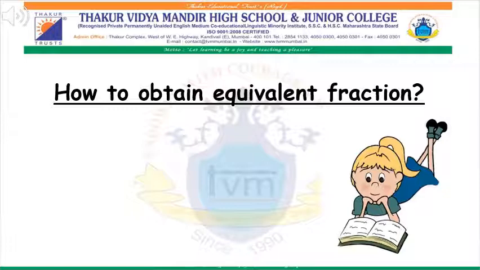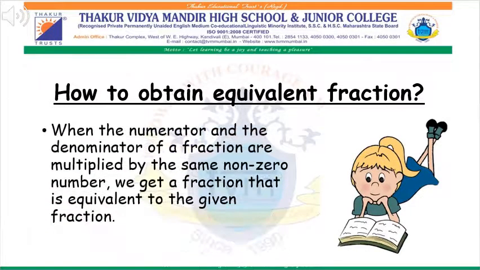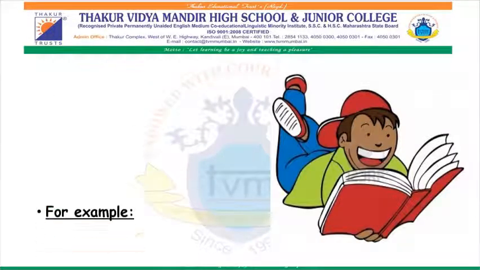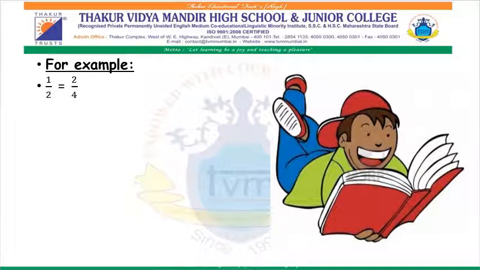When the numerator and the denominator of a fraction are multiplied by the same non-zero number, we get a fraction that is equivalent to the given fraction. Let us take an example. 1 by 2 is equal to 2 by 4. Now let us see how we are getting it. If I multiply 1 by 2 by 2 upon 2, that is 1, so I will get 2 upon 4. Therefore 1 by 2 is equal to 2 by 4. Understood?